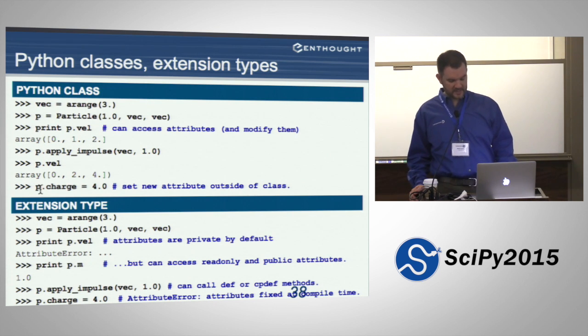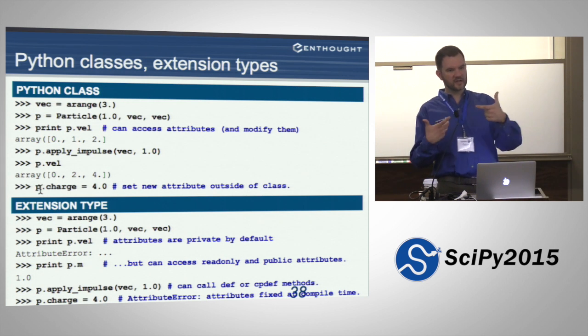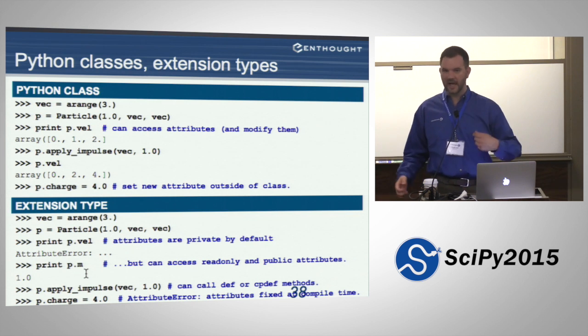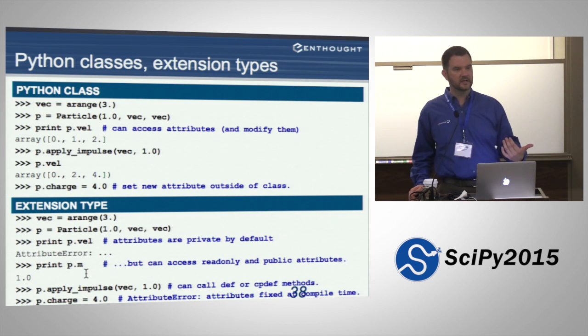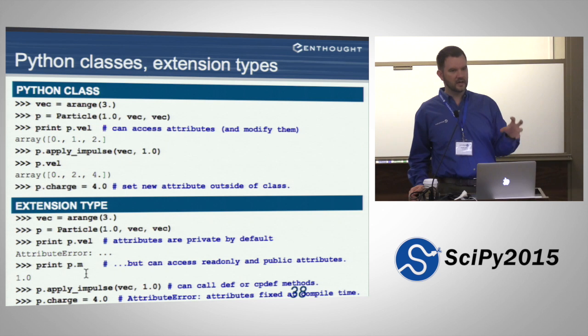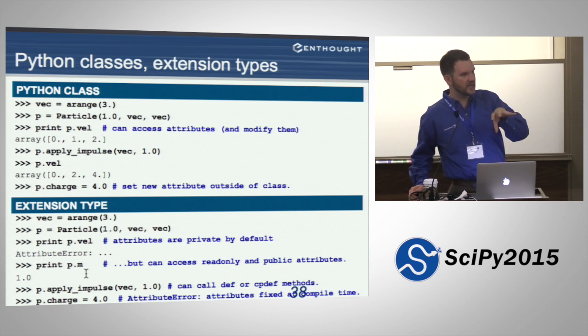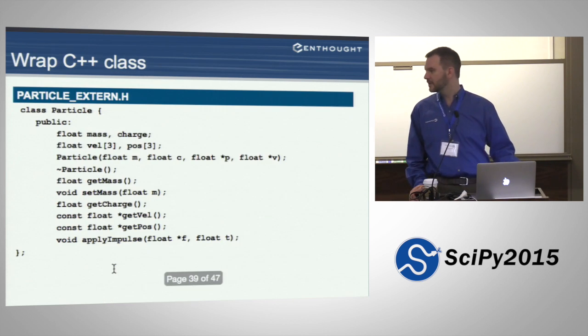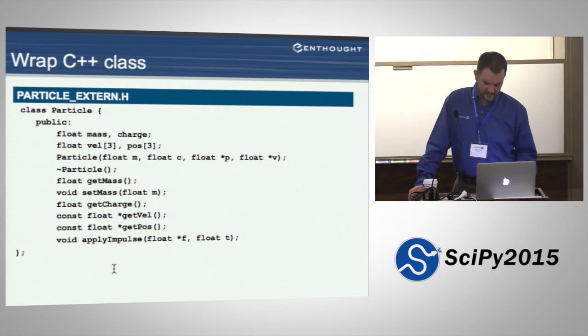Instances of regular Python classes are open. You can add new attributes to them, like charge, for example, but extension types are closed. You cannot add new attributes to them, and that's an artifact of the fact that we have a static C struct that's set at compile time. It's not open to adding new attributes there. So we can't add a charge to an extension type particle, for instance.